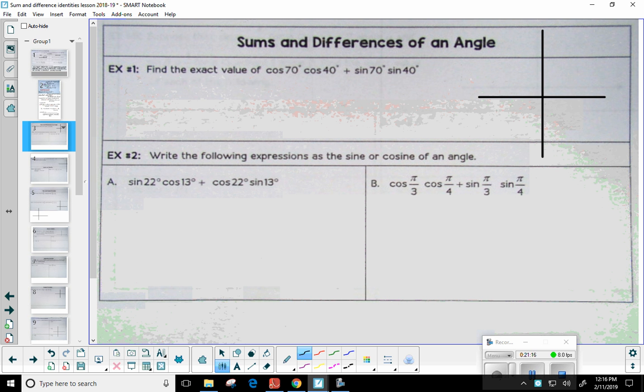Actually, I could print that off for you if you want. Yeah, okay. Remind me at the end and I'll get that to you.